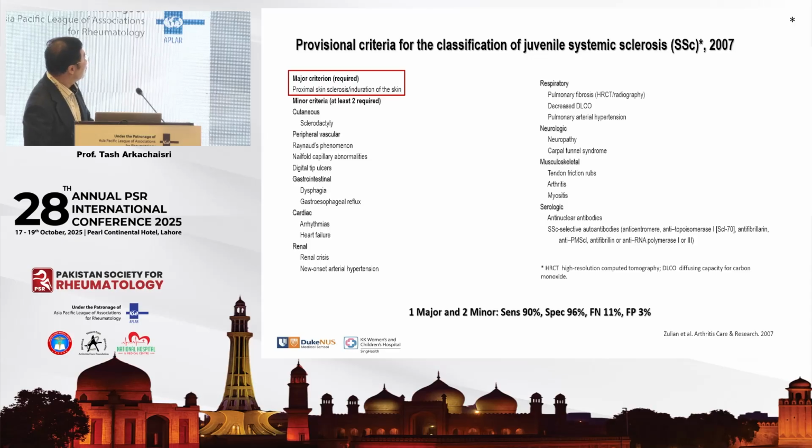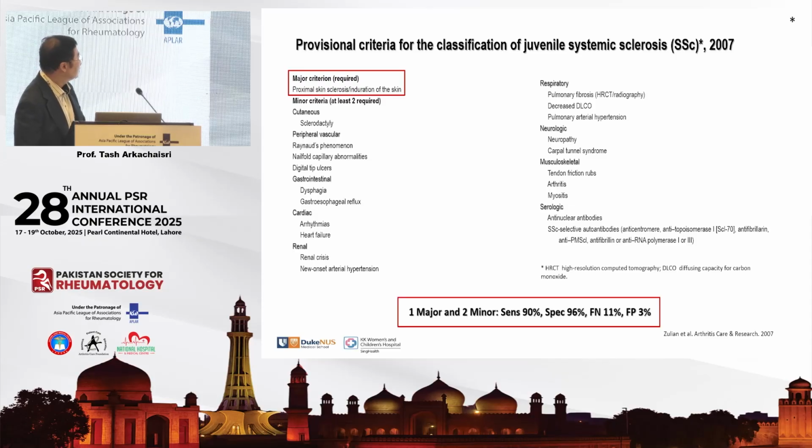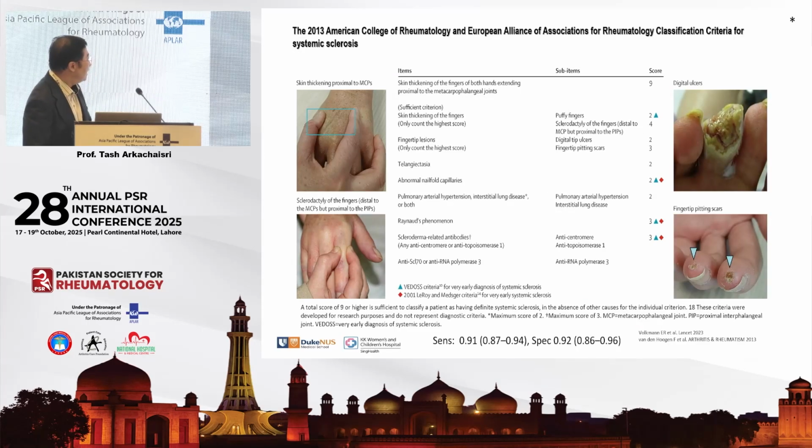Now, so diagnosis is adopt from the adult, but we are more relaxed because majority of the manifestation you may not see in adult. So every single one has to have skin thickness, and then minor criteria, at least 2 of these. And then sensitivity is over here. And then this I just want to talk about the very early scleroderma. Adult, they start to recognize. We do the same thing.